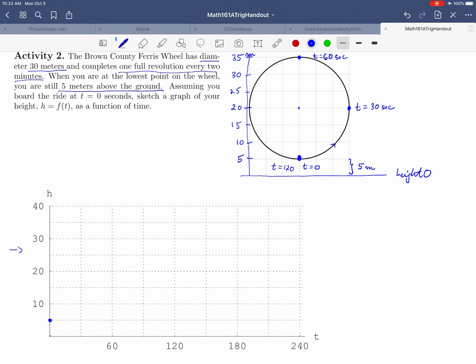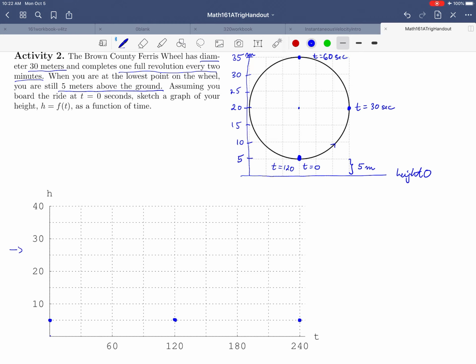And since it takes us a full 2 minutes to go all the way around, we will hit this point again after 2 minutes. And then we're going to hit it again after another 2 minutes. So we will get to this point every 2 minutes. When do we reach the highest point? Well, we said that's after 60 seconds. So here we have 60 seconds.